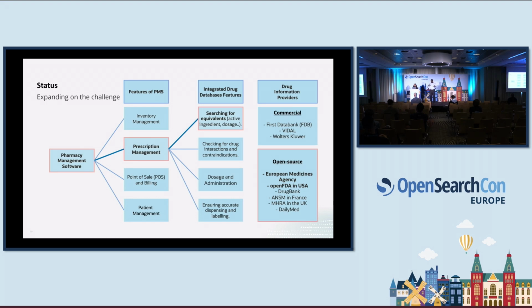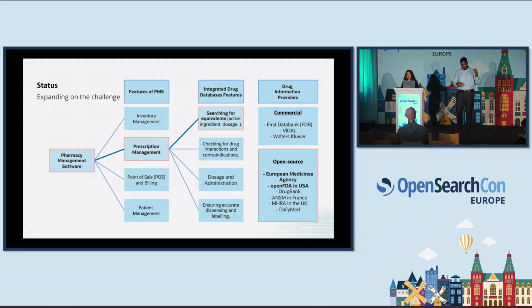In this module, that's where it's important to have a system where you're able to have the equivalence of various drugs, to be able to search, check the contraindication, the interactions, the dosage, the administration, and also make sure that you have accurate dispensing and labeling. So if we go back to this search for equivalents, there are providers who are maintaining those databases to make sure that you have up-to-date and accurate information.